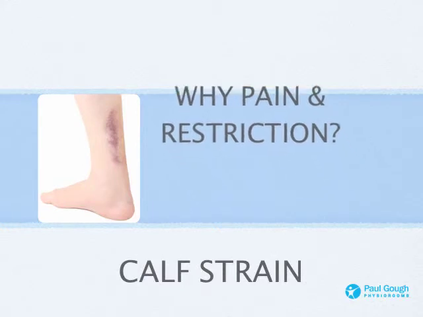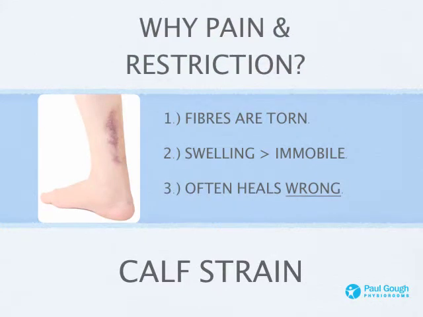So why are you getting the pain and the restriction? Well, the fibers are torn, so whenever you tear anything, any form of muscle or any ligament, it's immediately going to be painful, and you'll get swelling in the area. You can probably look at your ankle or look at your calf and think this is a little bit more swollen in comparison to the other. It's there to make you immobile. It's your body's original defense mechanism. It wants to slow you down.